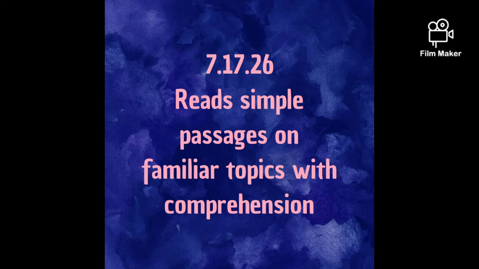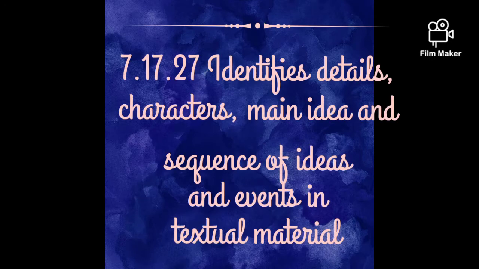First is 7.17.26, reads simple passages on familiar topics with comprehension. And the second one is 7.17.27 that states, identifies details, characters, main idea and sequence of ideas and events in textual material.